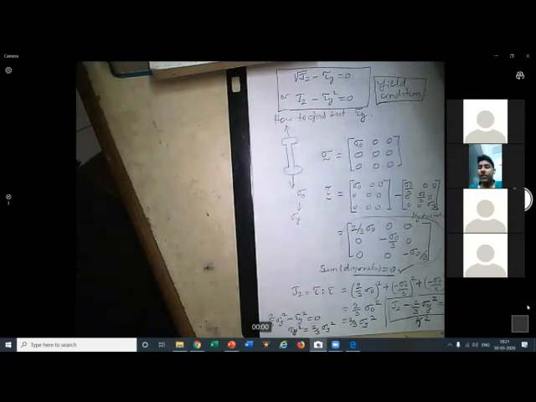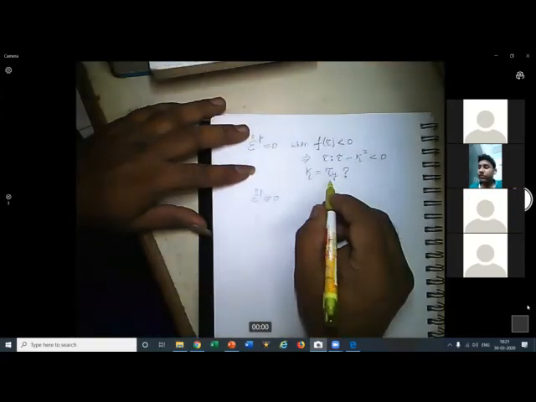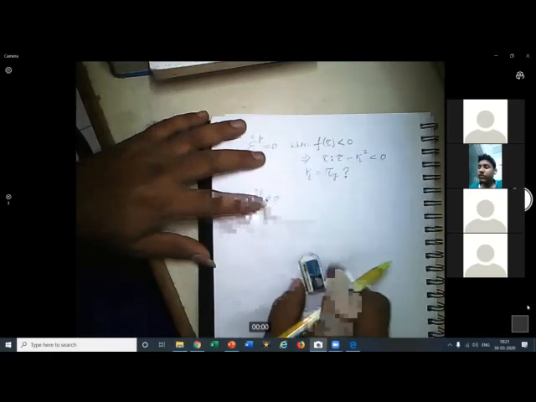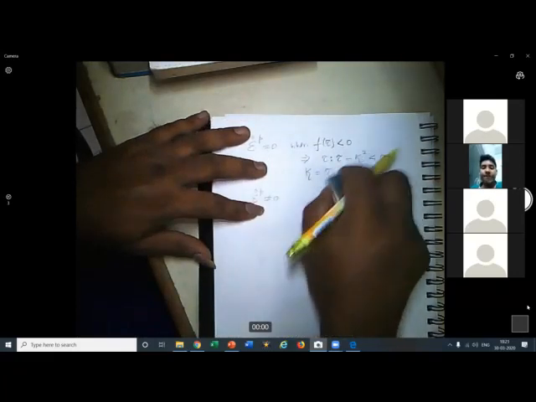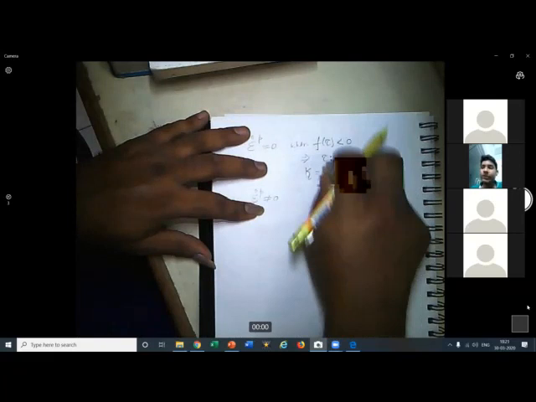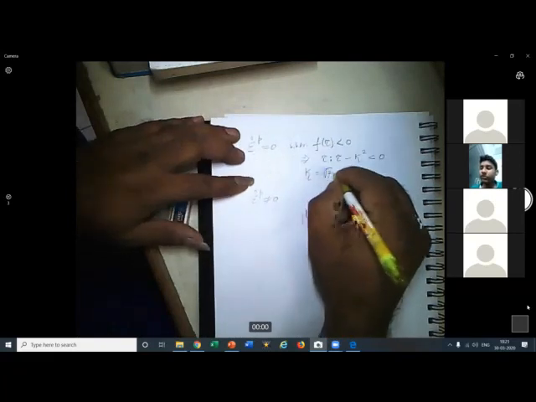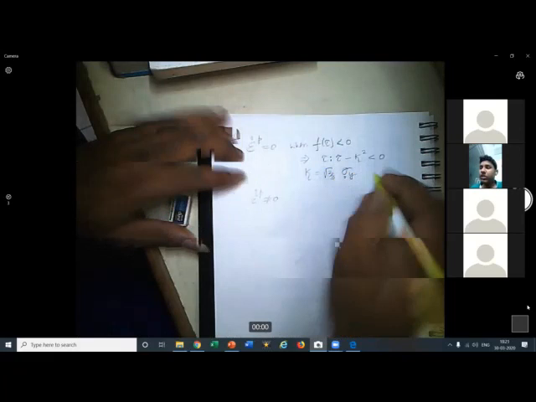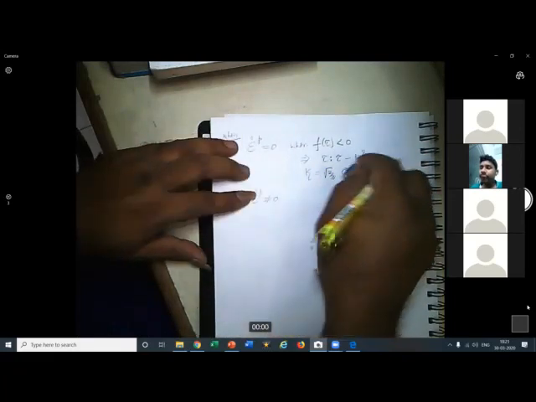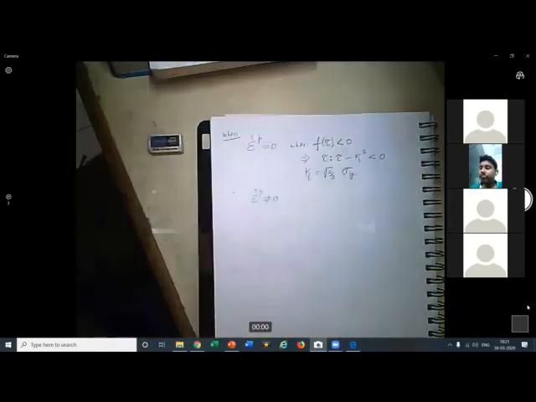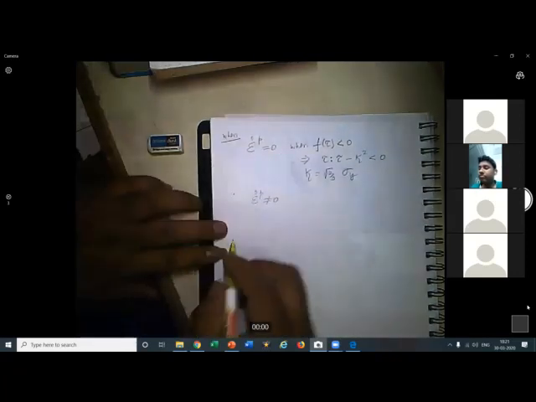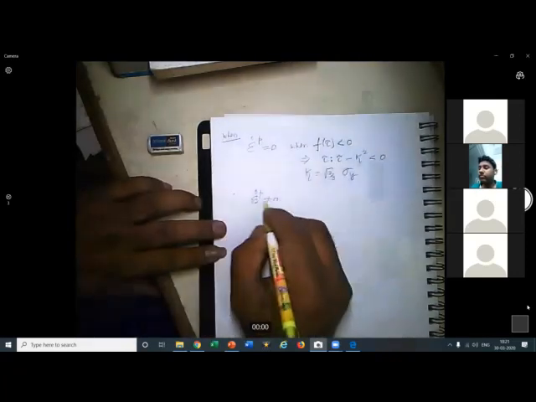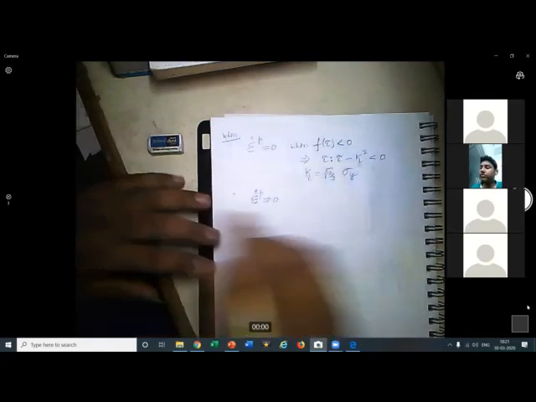Is it clear now? Okay. So is this tau y? If I have to write it in terms of uniaxial tension, this will be nothing but root of 2 by 3 sigma y. Correct?